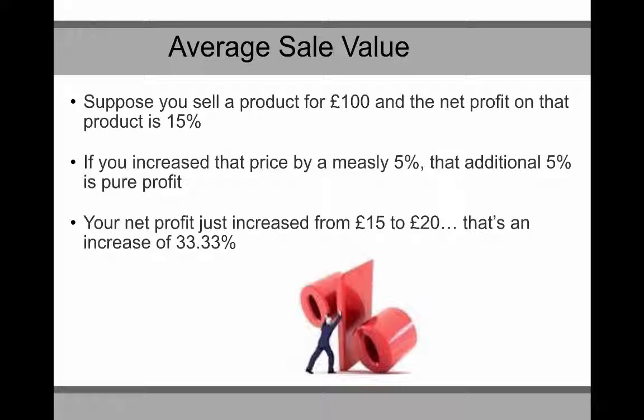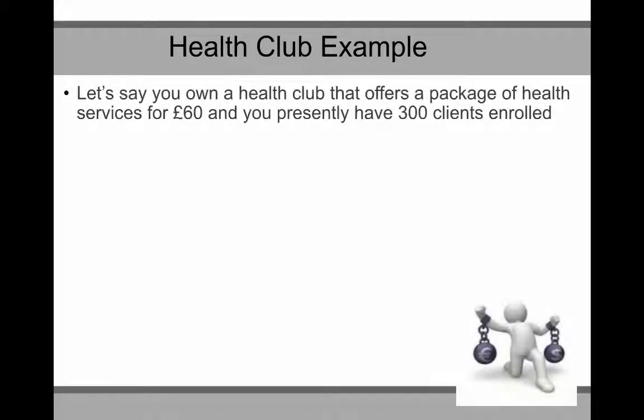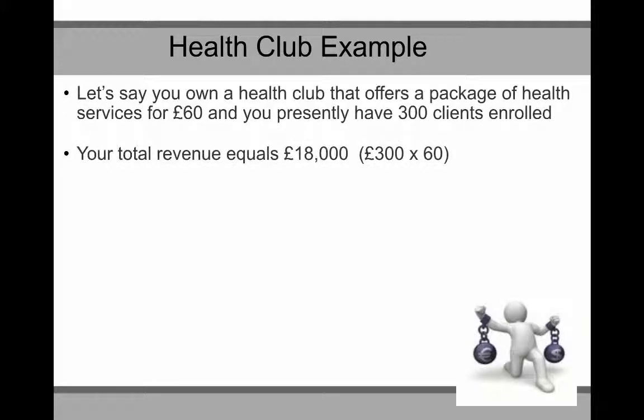Consider this real-life example. Let's say you own a health club that offers a package of health services for £60, and you presently have 300 clients enrolled into this program. That means you have a total revenue of £18,000. You operate on a 25% net margin, so your net profits are £4,500 per month.